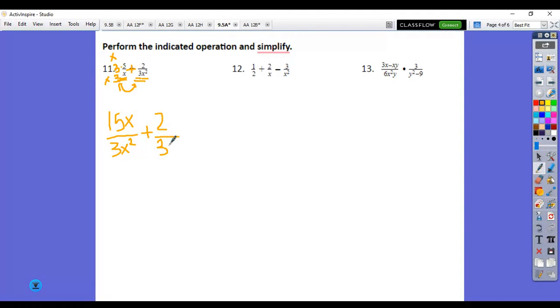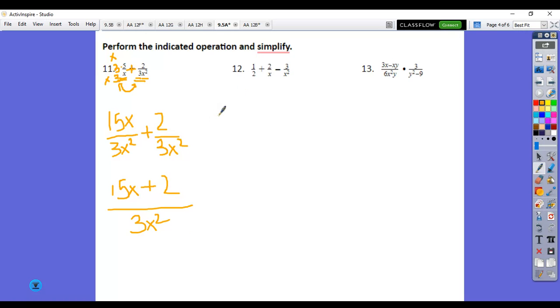So the first thing I did was get a common denominator. Now this problem is just like 4 through 6, where you start with a common denominator. We just add the numerator, keep the denominator. Because the 15 has an x and the 2 is a constant, I can't add them together. I just leave them as separate pieces, all over the same common denominator of 3x squared.